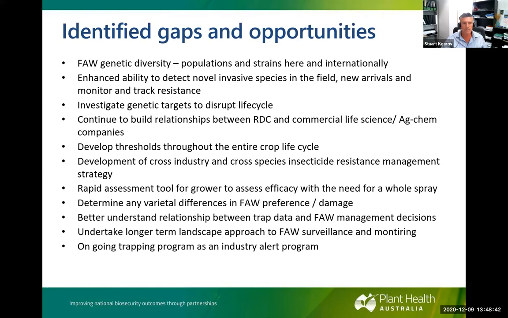I'll skip over a few of these. The development of a cross-industry and cross-species insecticide resistance management strategy is going to be critical going forward. We don't want to put fall armyworm up on the pedestal and forget about some of our other significant pests and end up developing resistance quicker than you can say resistance. We need to determine whether there are any varietal differences within the fall armyworm preferred host plant range. And then try to get a better understanding of the relationship between trap data and fall armyworm management decisions, because at the moment there's absolutely no correlation. So can we use that to better influence some of that decision-making?